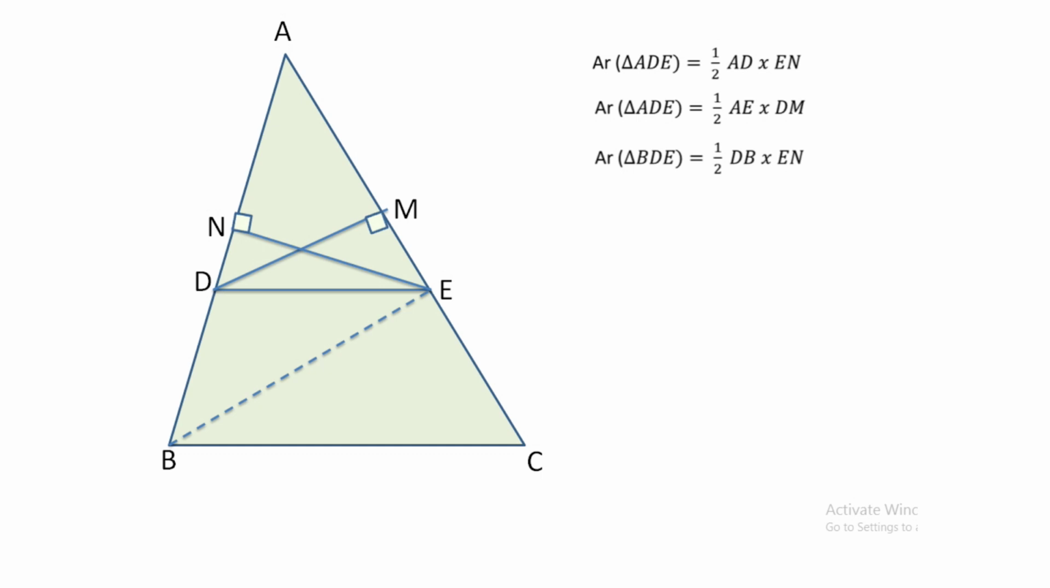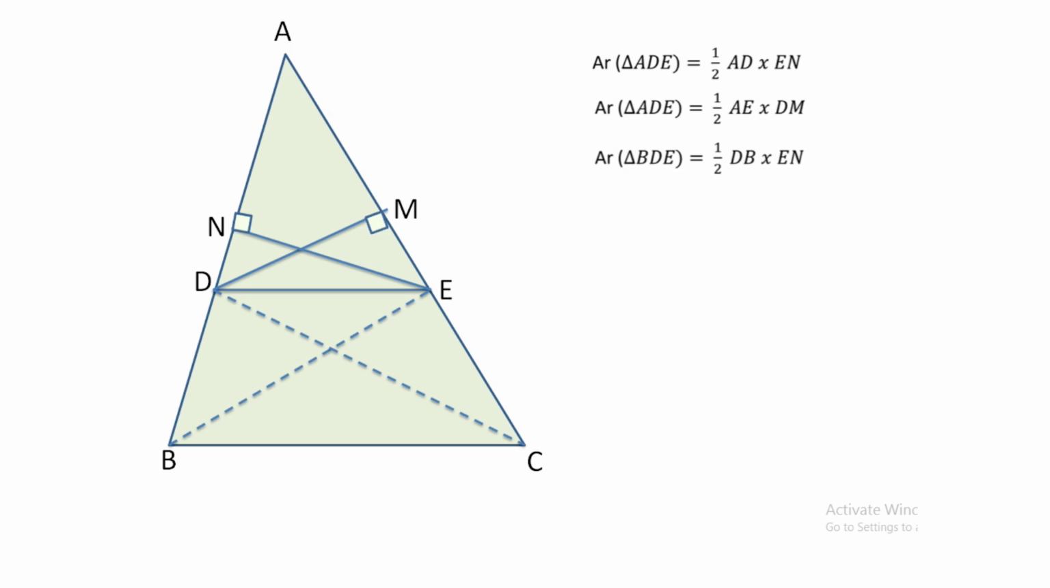If we draw another diagonal of the same trapezium, CD like this, and we look at the triangle CDE, then taking CE as the base, the height is going to be DM.